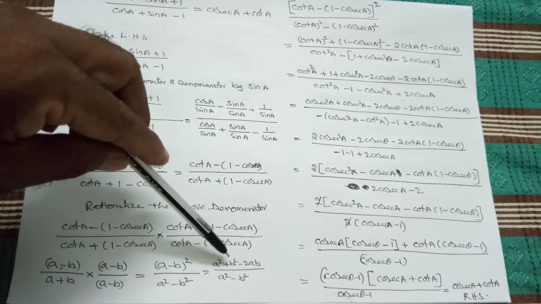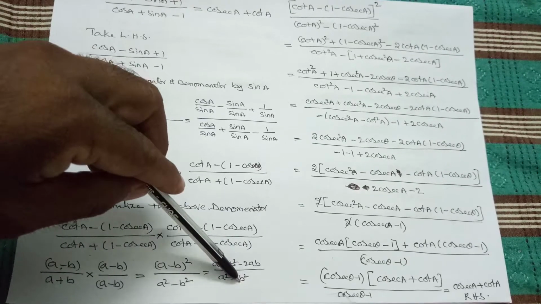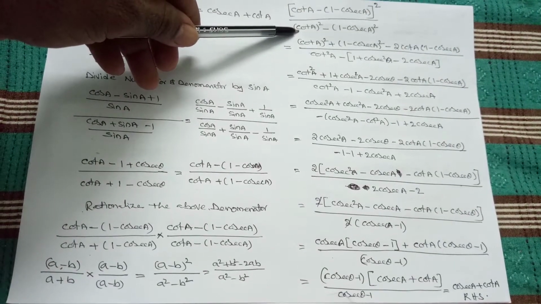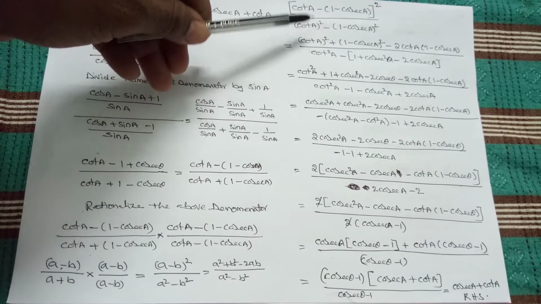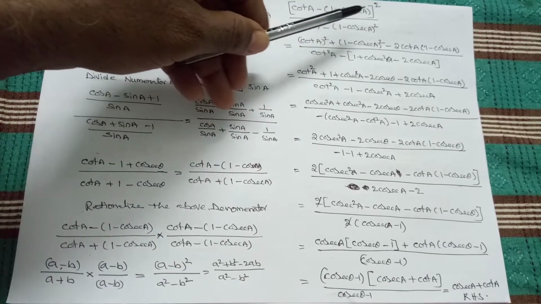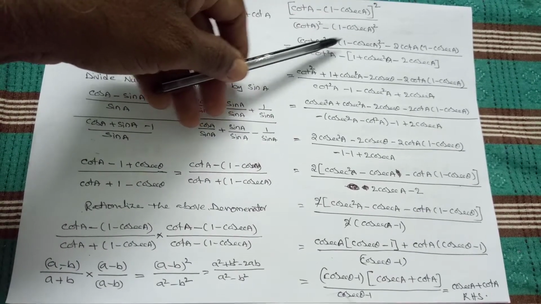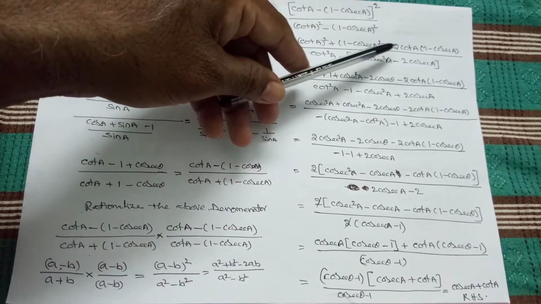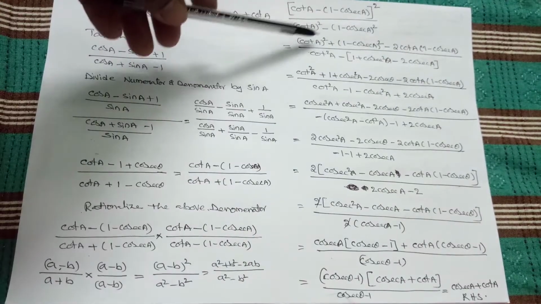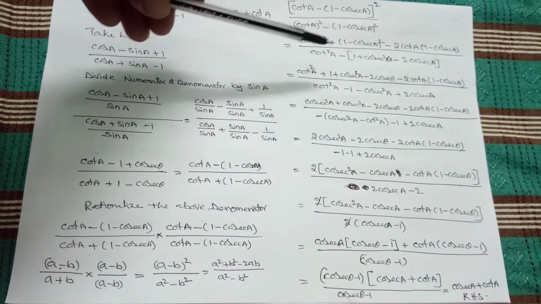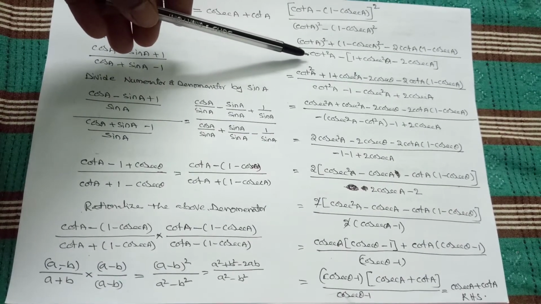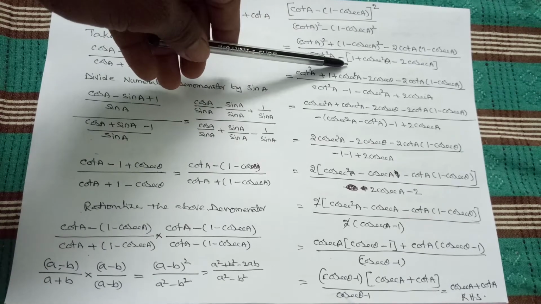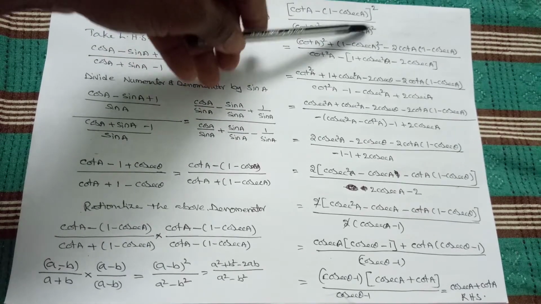So, (A minus B) of (A minus B) by (A plus B) of (A minus B). Therefore, A square plus B square minus 2AB by A square minus B square. Therefore, this will be whole square, and the bottom will be A square minus B square. Now, this is (A minus B) whole square. That means A square plus B square, B is (1 minus cosecant A) whole square, minus 2AB, 2 cot A (1 minus cosecant A), by cot square A minus B square.